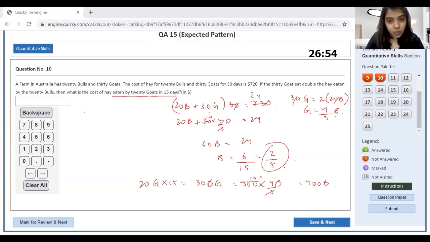20 B, which we had, was 40. 60 B into 30 days was equal to 720, right? This is what was given to us. This is what it costs.